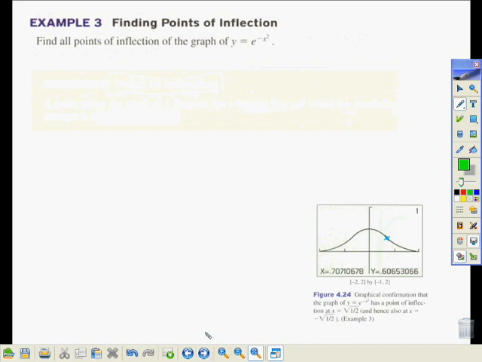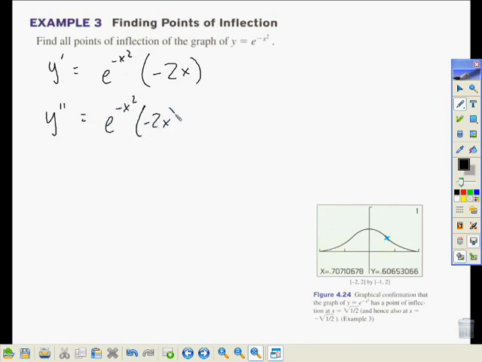Okay, so if I want to find the inflection points of a function, we need to find the second derivative of it. The first derivative here, using the chain rule, is going to give us e to the negative x squared times negative 2x. For our second derivative, we're going to have to use the product rule. So I'll start with the derivative of this part here again, times the second part, plus the first one, times the derivative of the second.